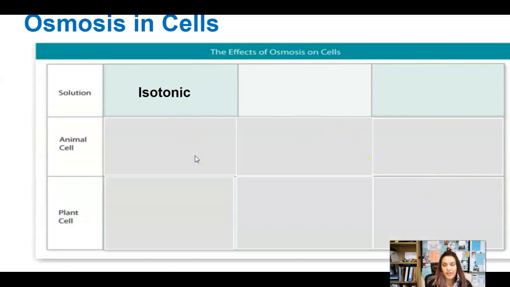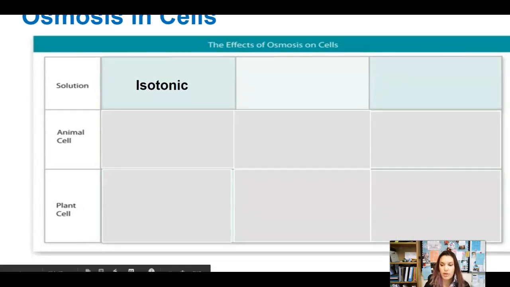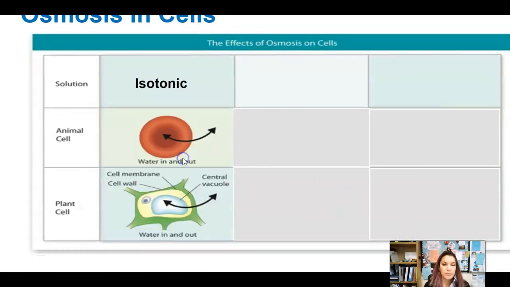Okay, so the effects of osmosis on cells, and we will look at this through the egg osmosis videos we'll watch in class. So when we have a solution that is isotonic, an animal cell will have water in and out, meaning it's consistent.